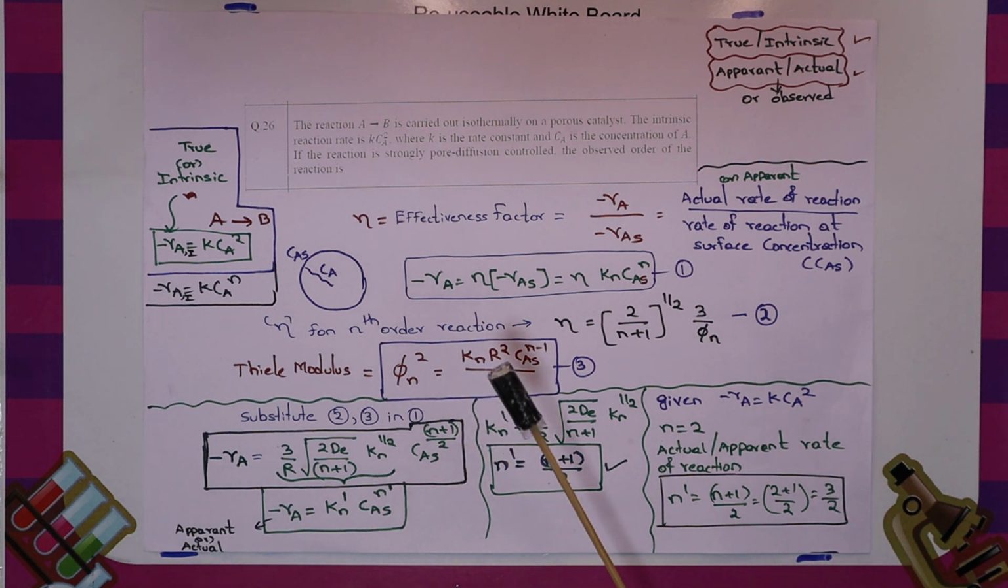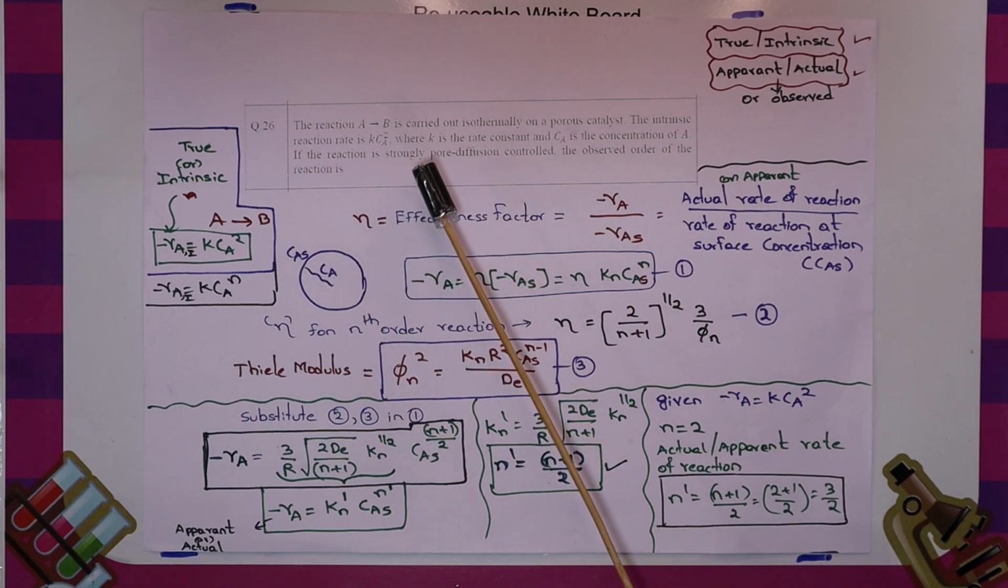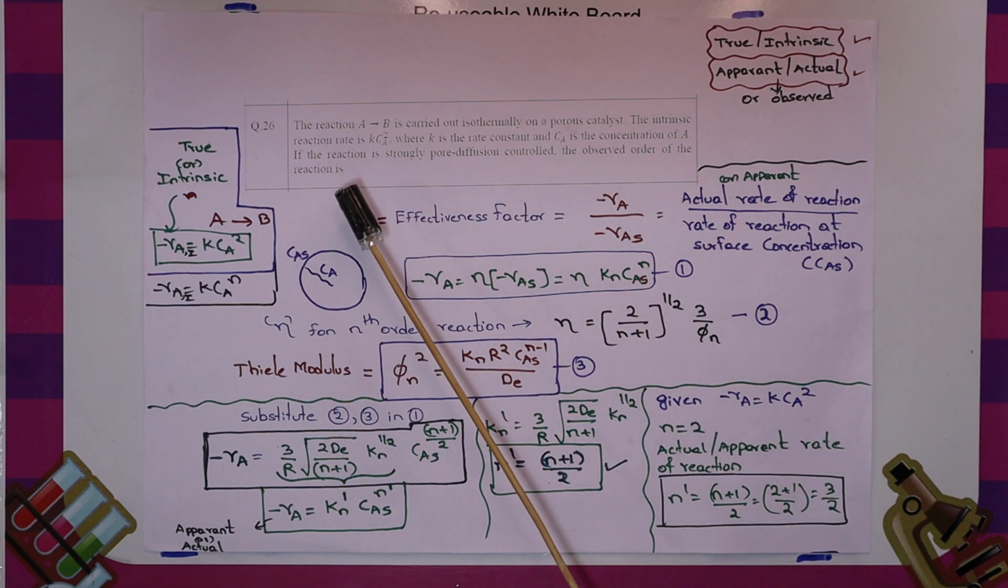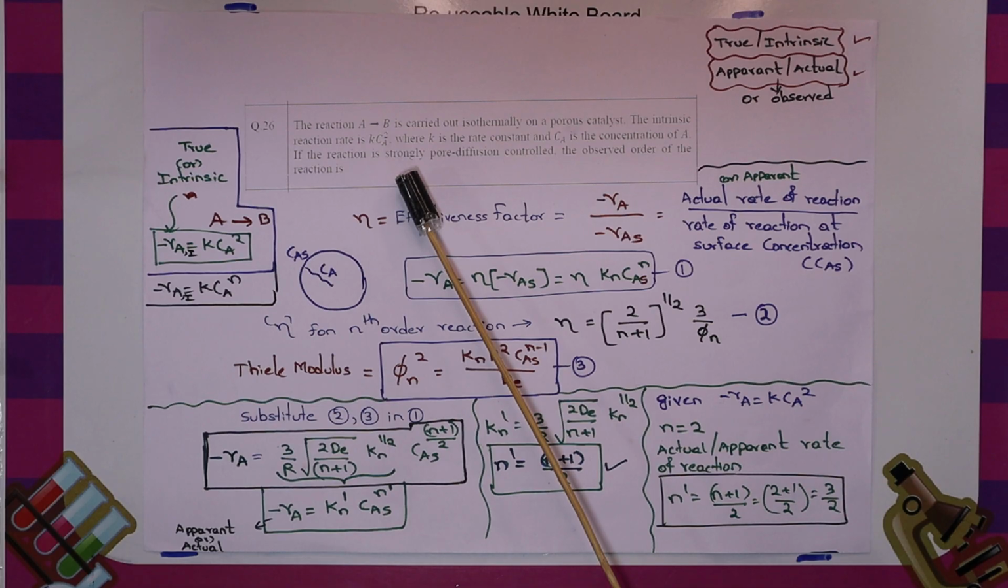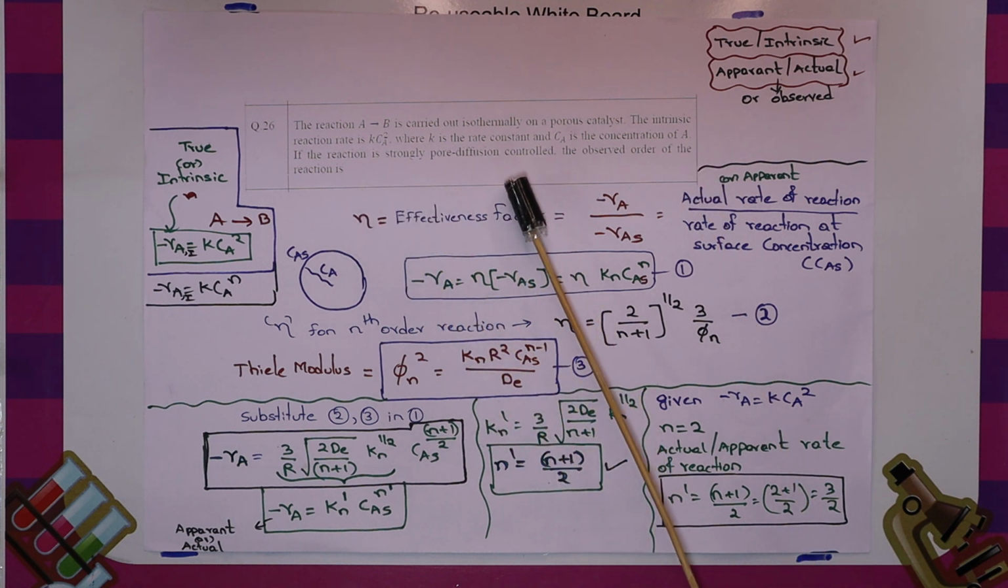Let us discuss GATE questions of the year 2022 for the subject Chemical Reaction Engineering. In question number 26, it states that the reaction A gives rise to B is carried out isothermally on a porous catalyst. The intrinsic rate is k Ca squared, where k is the rate constant and Ca is the concentration of A. If the reaction is strongly pore diffusion controlled, what is the observed order of the reaction?